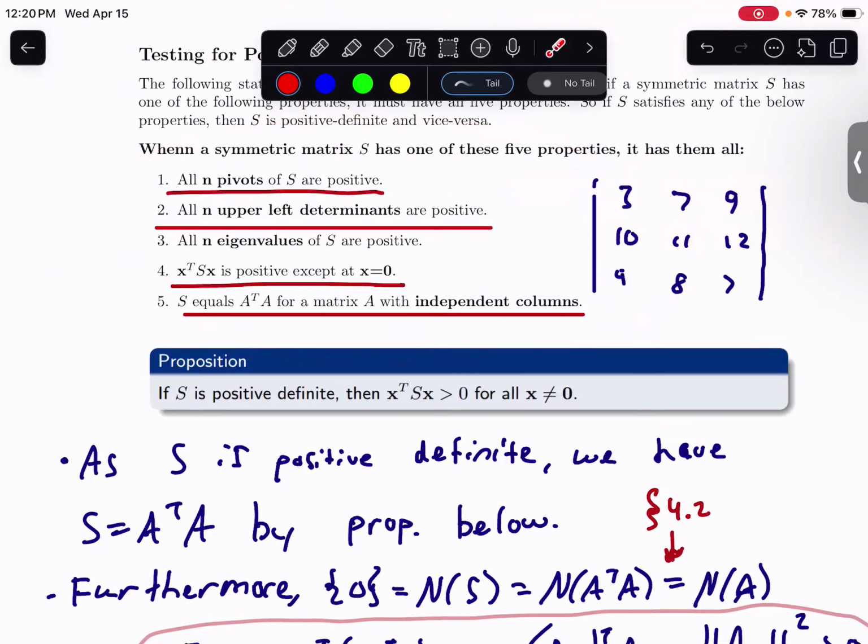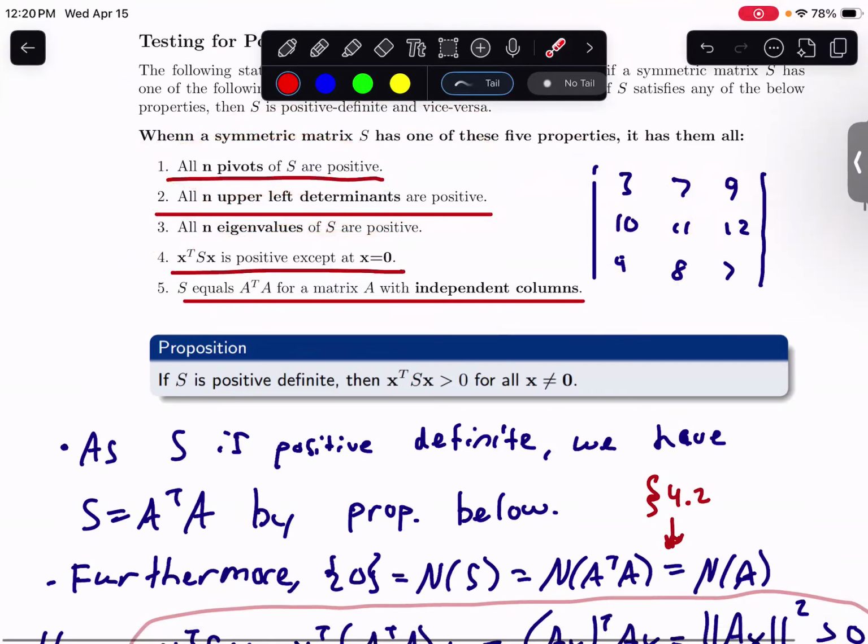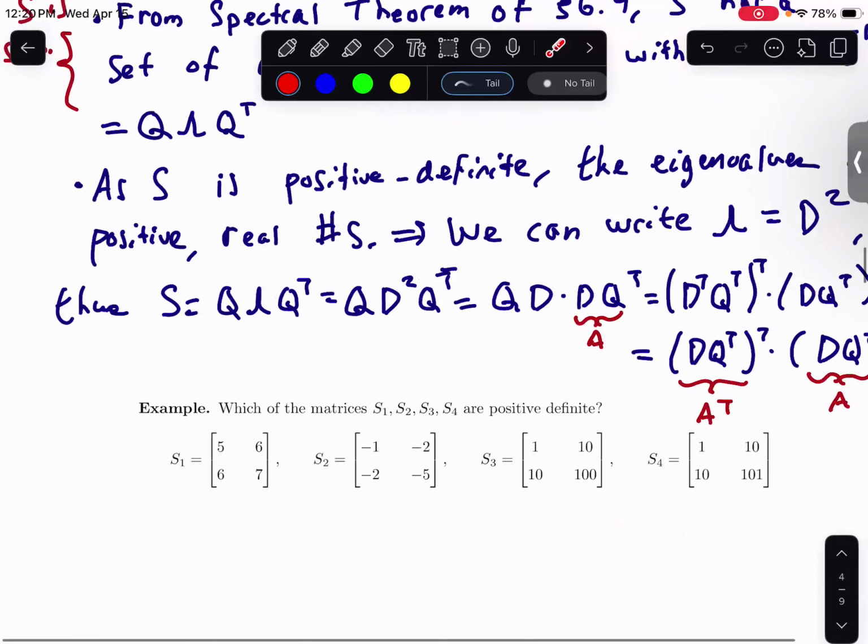And if I give you explicit matrices, I feel like the easiest ways of showing whether or not it's positive definite are really just going to be the first 2 here. Usually you don't want to, this is a bit more work down here. And then this third part, it's easier to just find the pivots than it is the eigenvalues. So I wouldn't recommend using it.